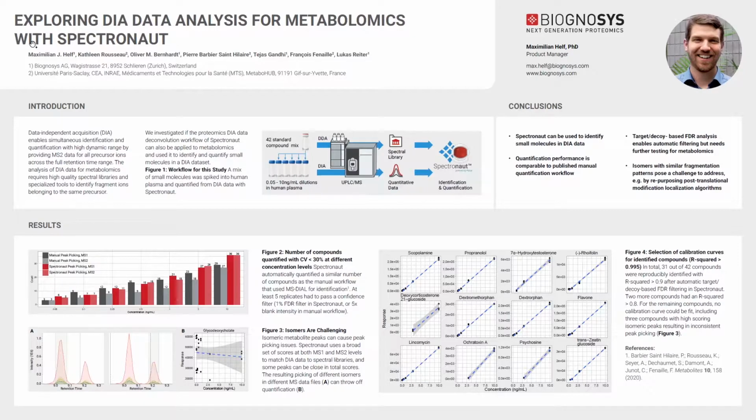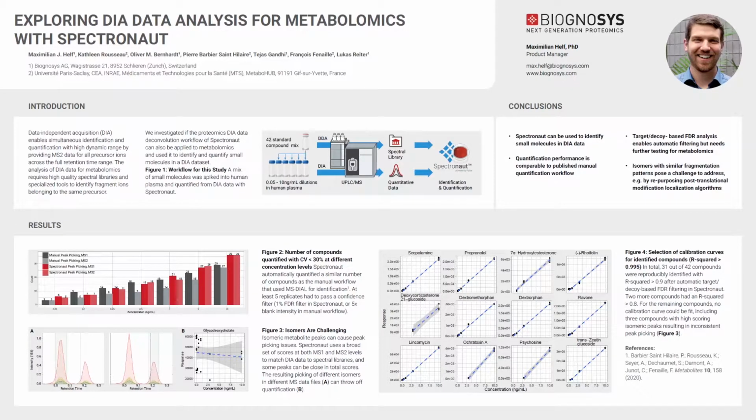Data-independent acquisition, DIA, enables simultaneous identification and quantification across a large dynamic range by providing MS2 data for all precursor ions across the entire retention time range. However, DIA data requires specialized software to deconvolute the data. We were curious to see how Spectronaut, a software that is built for proteomics, performs in a metabolomics setting.